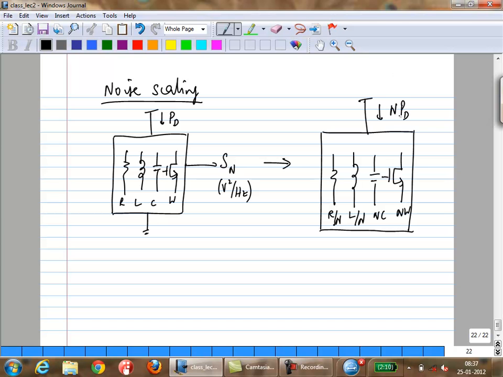The participation will become n times the original participation. Okay? And the new power spectral density will be 1 over n times the old one. Why don't you try this out for some circuits? So take some networks and try it out, see what happens. Okay?